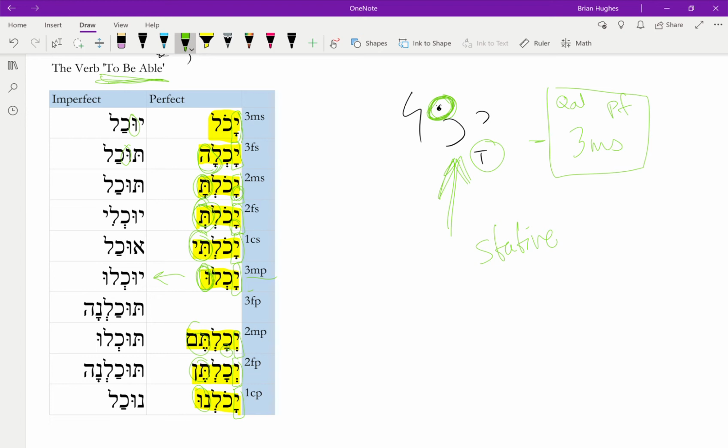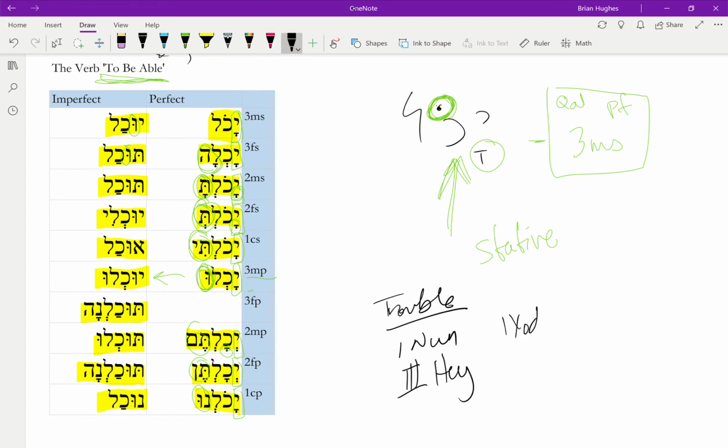And again, the theme vowel is a patach because it's a stative verb. So we get yuchal, tuchal, tuchal, yuchali, uchal, yuchalu, tuchalna, tuchalu, tuchalna, and nuchal. So remember, we've got some problem roots already in terms of the imperfect. We've got our first nouns, our third hays, our first yod vavs, and then we've got a couple of just tricky roots that like to act differently.